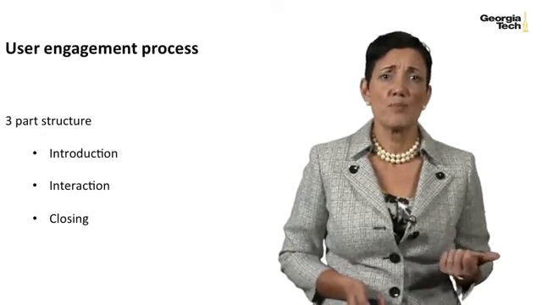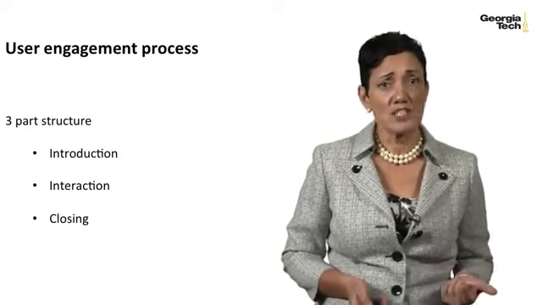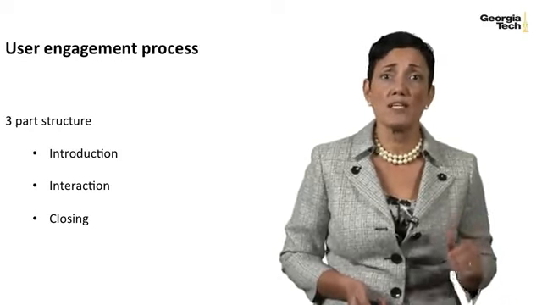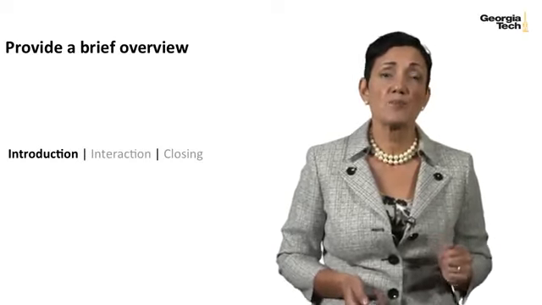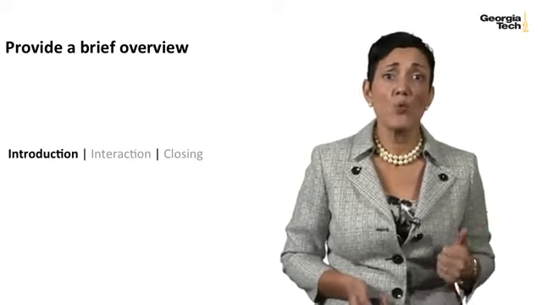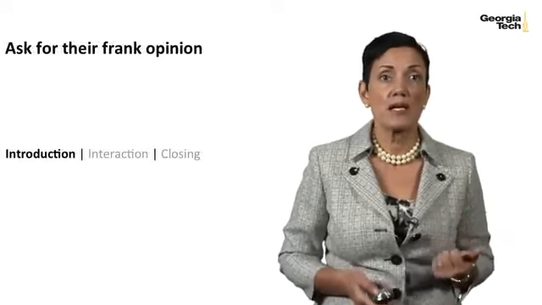The user engagement process has three parts: the introduction, the interaction, and the closing. We will go over each in turn. First, you want to provide a brief overview. Let the user know what the goals are for the session. Ask them for their frank opinion.